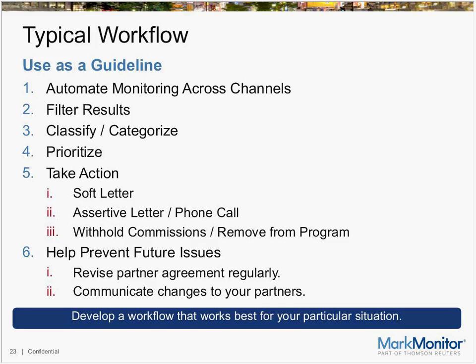But on the take action piece, a soft letter is the best approach to start with, because you don't know if that partner is intentionally violating or if they are doing it and they're just unsure of the policies. Once you've established that and they're still violating, perhaps you need to do a more assertive letter or reach out with a phone call. You could talk through whoever owns that relationship within the company might be the next best bet.